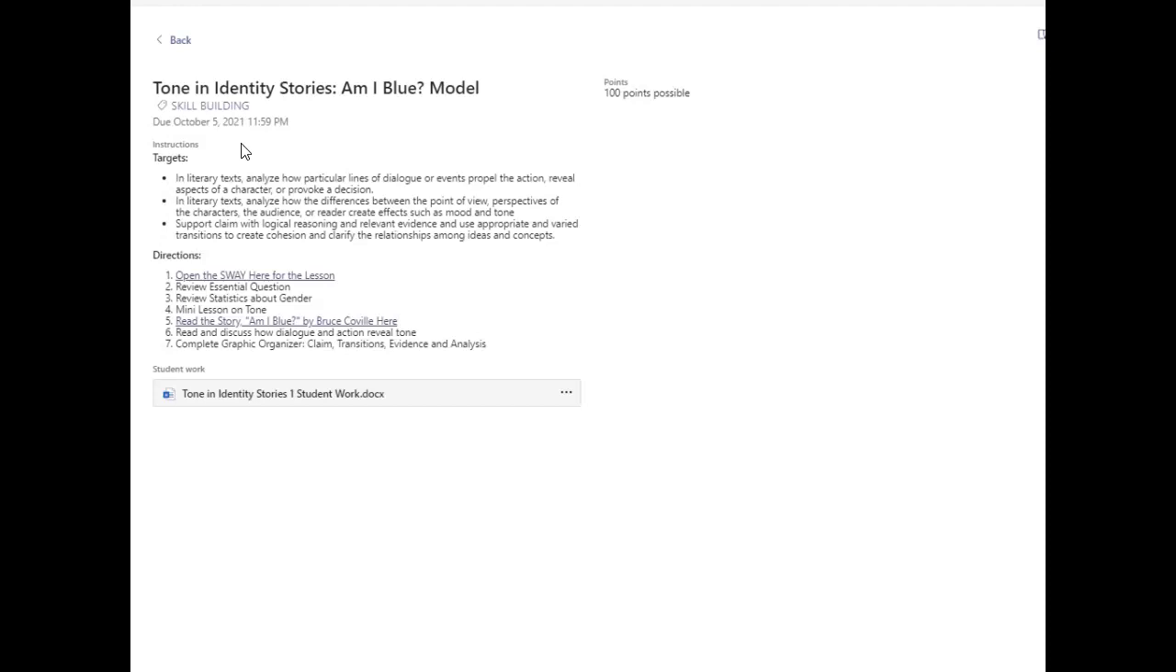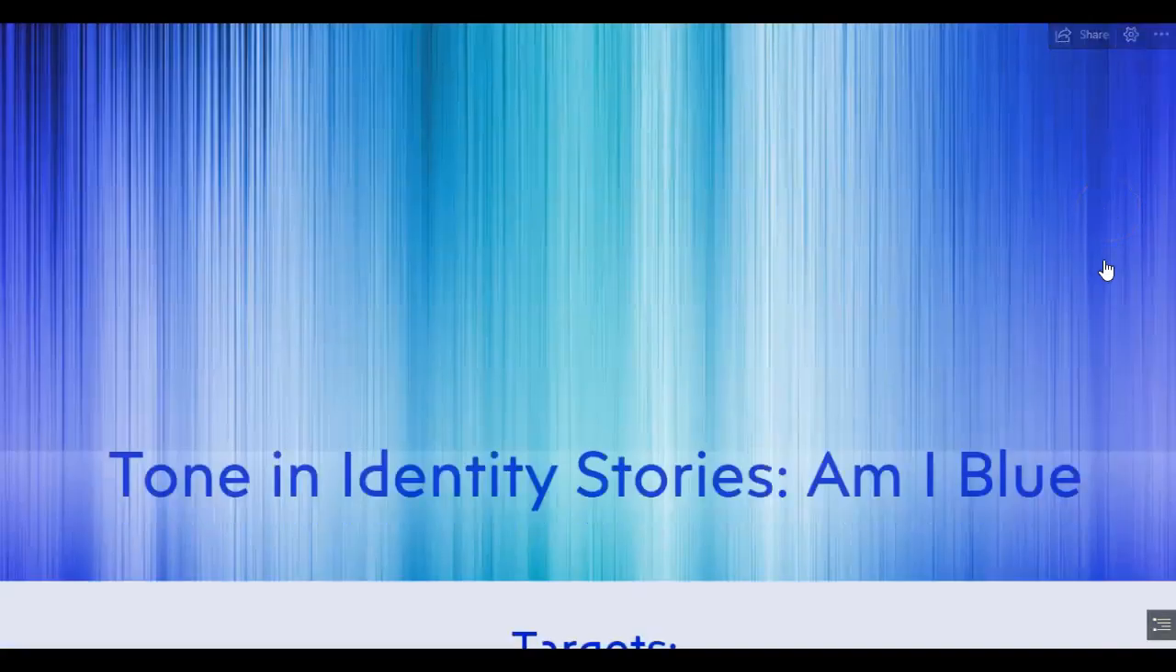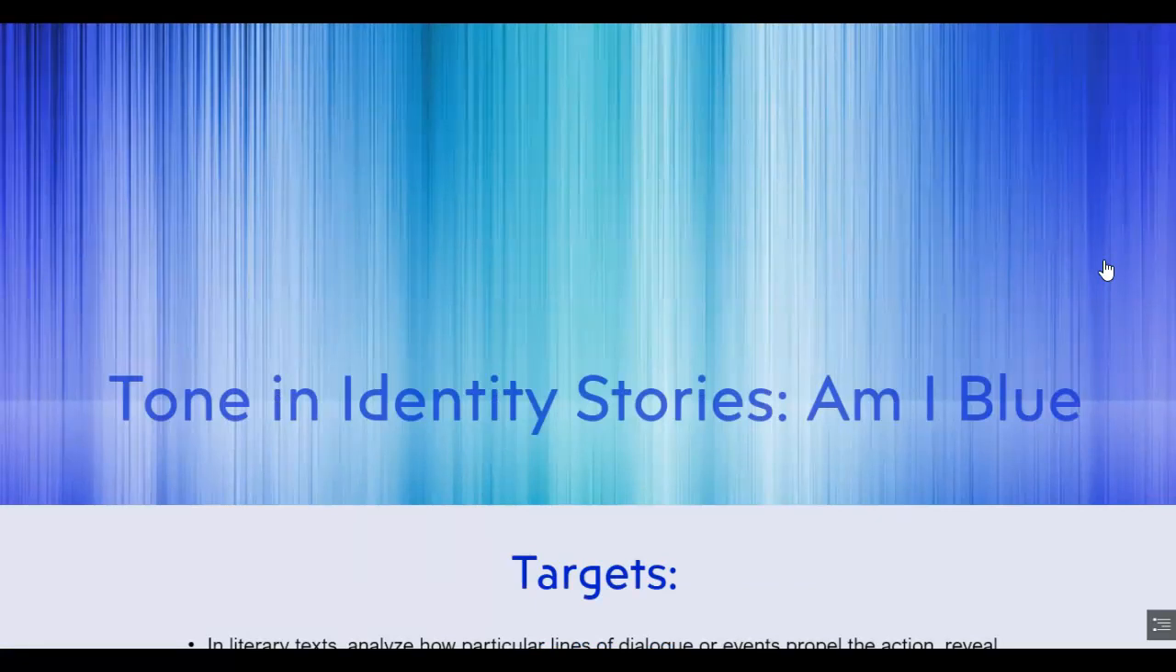So the first thing you're going to want to do is to click on your Sway and open that up, because that's going to have most of the information that you're going to need for this unit. When you open your Sway, this is what you will see: the Tone and Identity Stories, Am I Blue?